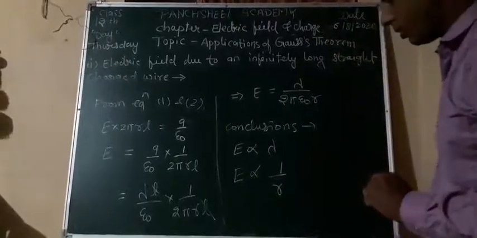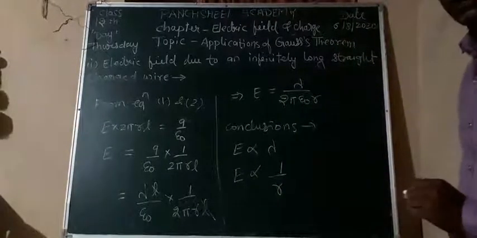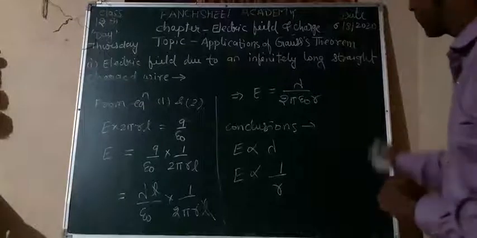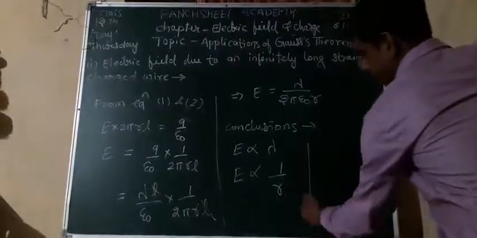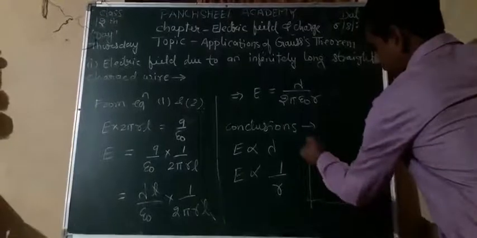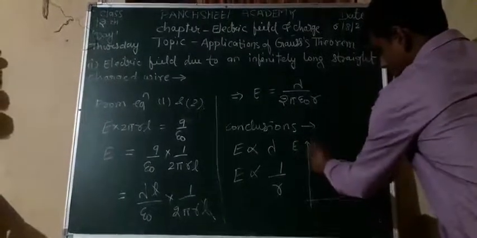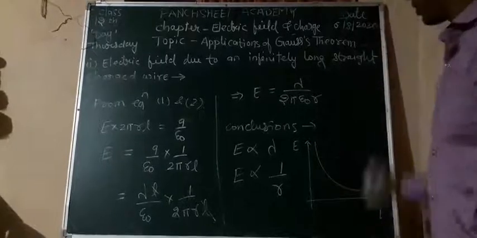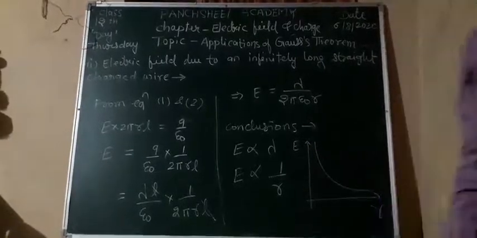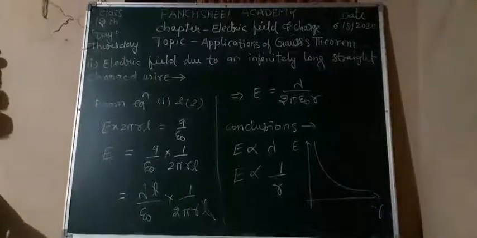One question is from here, what is the graph between electric field and distance? So the graph is like this. This is the electric field and this is the distance. So the graph is like this because it is inversely proportional. So please write down, this is the electric field due to infinite long straight wire.